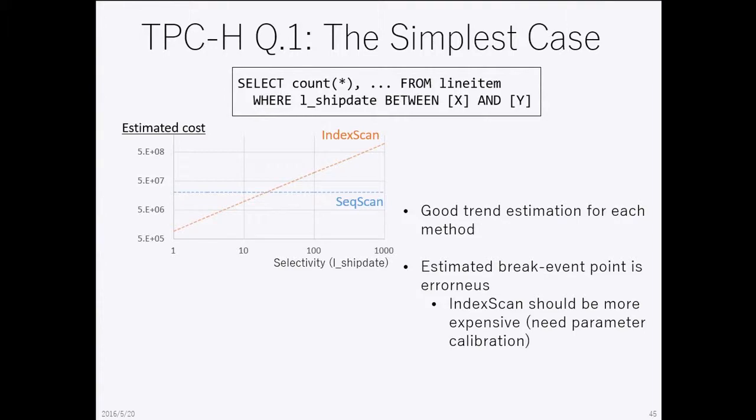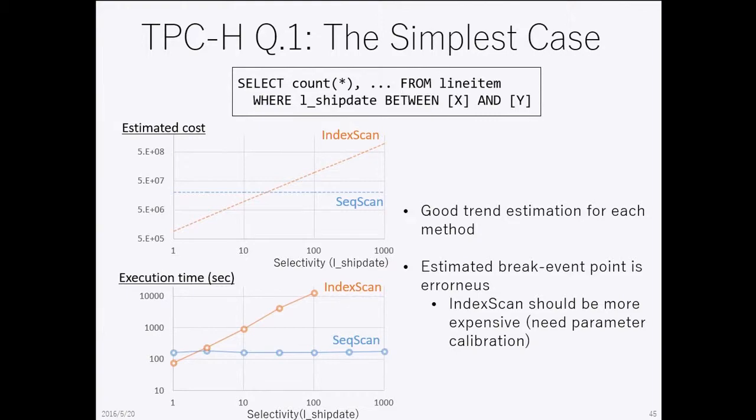This graph shows the estimated cost of each query plan according to the selectivity of the query. As you can see, the cost of index scan is almost proportional to the selectivity, and it is cheaper for small selectivity. On the other hand, the cost of sequential scan is almost constant across all selectivity, because sequential scan always scans the entire table.